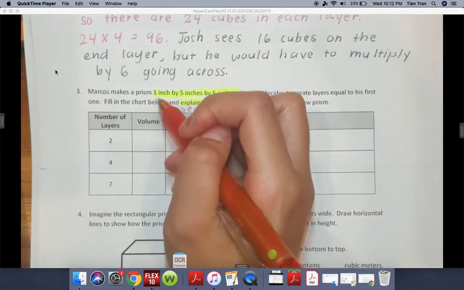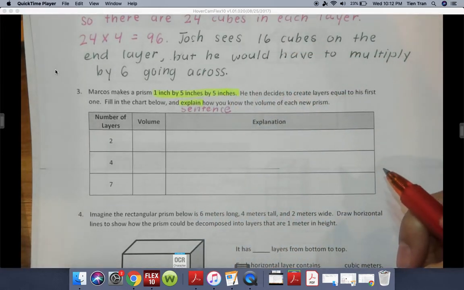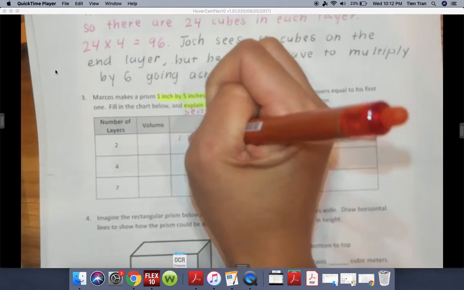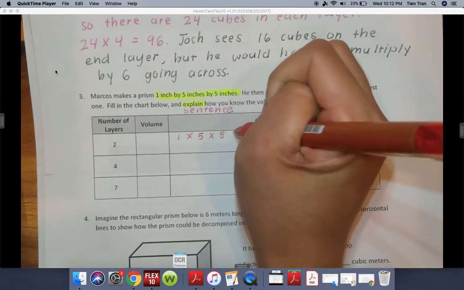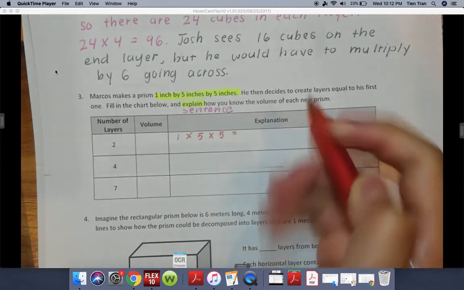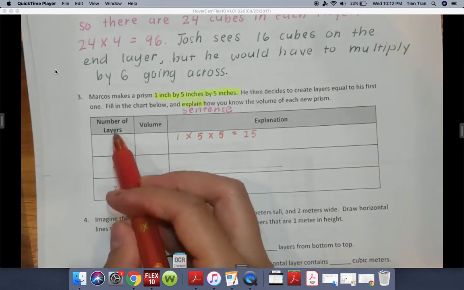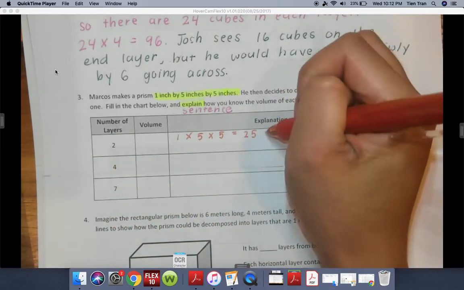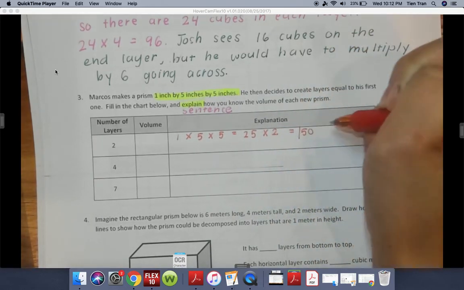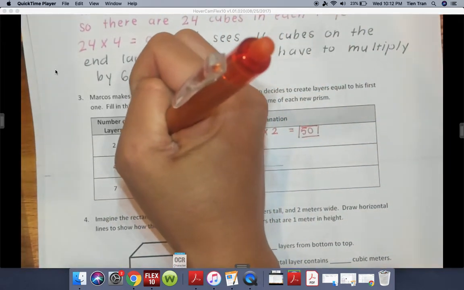Okay, so I have 1 by 5 by 5. So I'm going to multiply that. 1 times 5 times 5. 1 times 5 is equal to 5. 5 times 5 is equal to 25. Okay? And now it says the number of layers, there are 2 layers. So that means I'm going to multiply that by 2. And I'm going to get my final answer of 50. So there is 50 inches cubed.